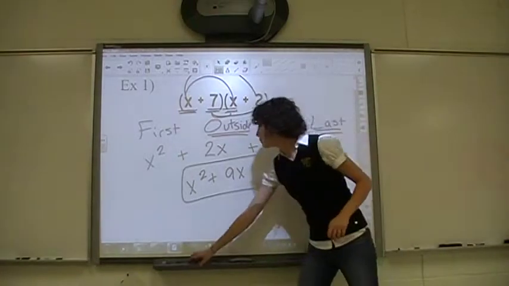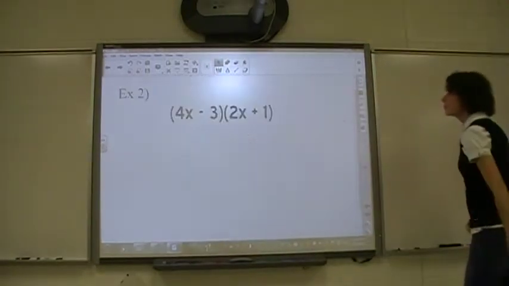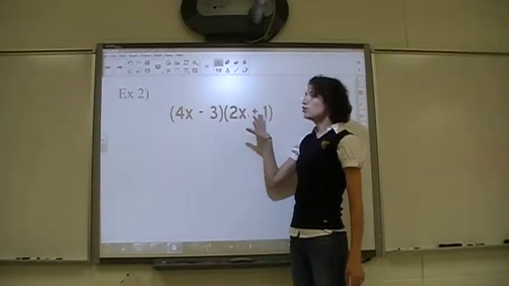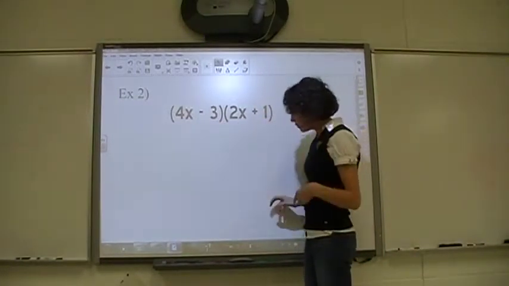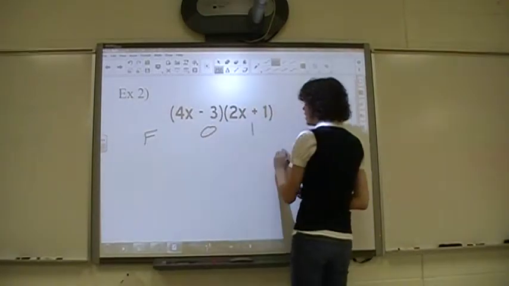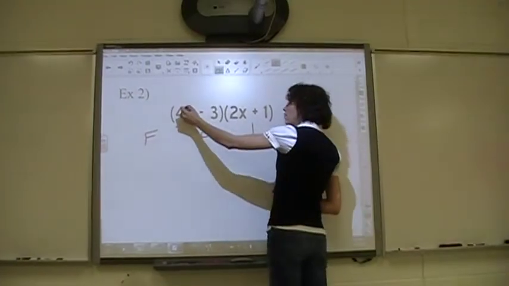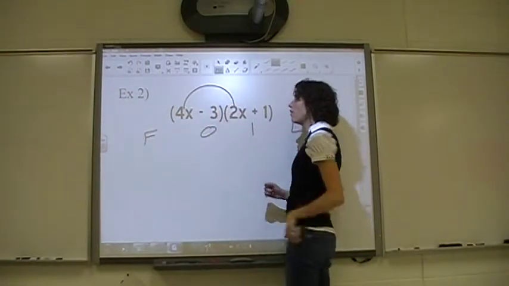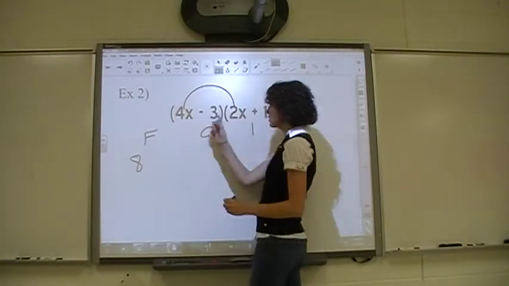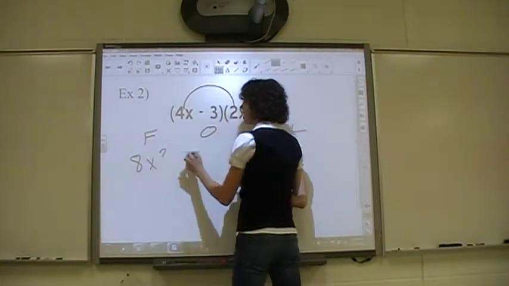All right, let's try another one. So in this case, we've got 4x minus 3 times 2x plus 1. Now, again, we want to use FOIL. F-O-I-L. So F would be our first. So 4x times 2x. 4 times 2 gives me 8. X times x gives me x squared.